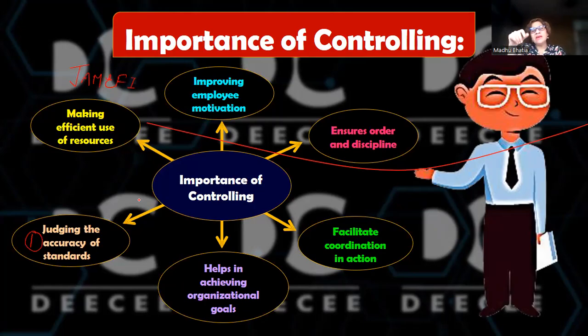It might be that the standards were a little too low and everybody has actually superseded or exceeded the standards. So it is actually in the controlling function that you come to know what is the accuracy of the standards. Like I clearly remember there was one movie called Faltu. I don't know if people have seen that or not. I always advise my students to go watch that movie.